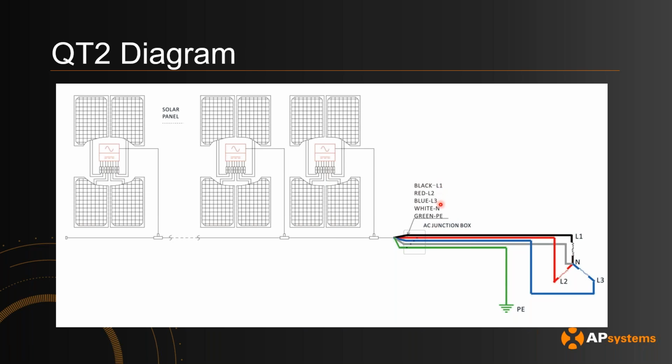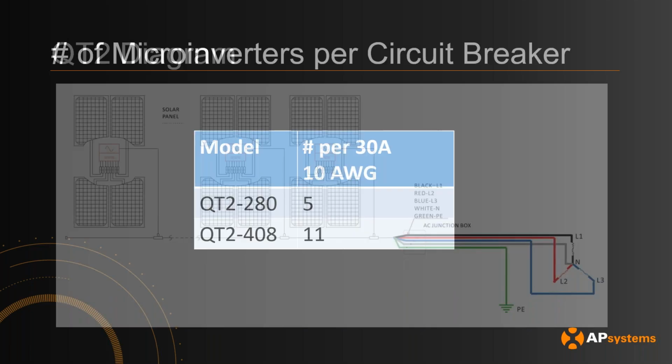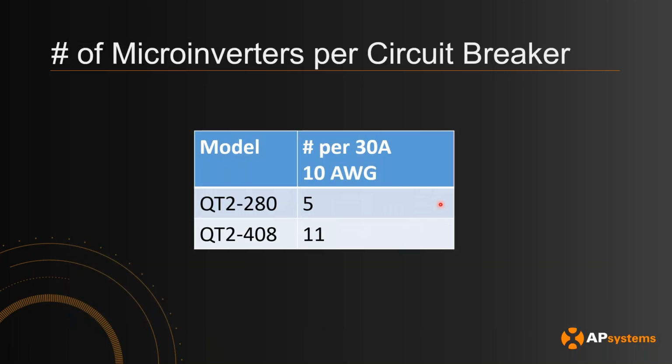The main thing is that the important wires to connect are L1, L2, and L3 for the 3-phase output. And for the number of microinverters per circuit breaker, because the trunk cable is 10 gauge, you're going to be using 30 amp breakers. If you're using 208, oh man, there's a typo I need to fix. If you're using 208, because the voltage is lower, current is going to be higher, so you can only put a fewer number of micros: 5 per 30 amp breaker. And if you have the 480s, it's going to be 11 per 30 amp breaker.